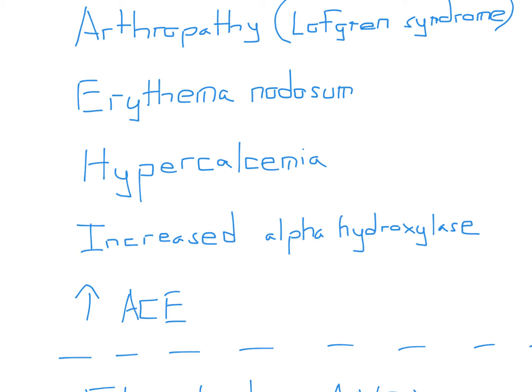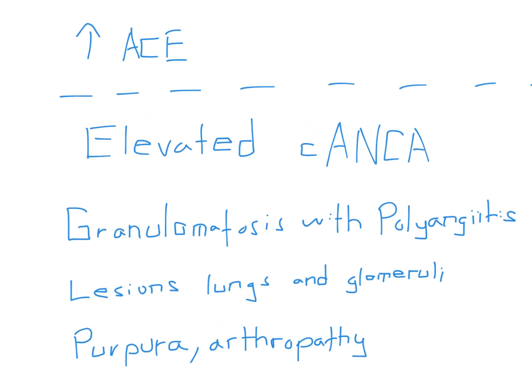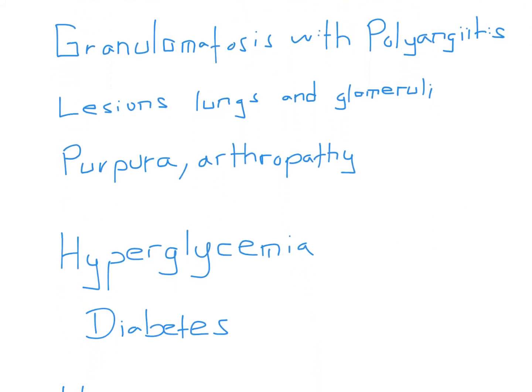And so moving on, we have elevated C-ANCA. So this is in the case of granulomatosis with polyangiitis. So for this one, we have lesions in the lungs and the glomeruli. So the pulmonary and renal systems would be involved for this condition. And then for this one, it's more associated with purpura. And we also have an overlap of arthropathy.